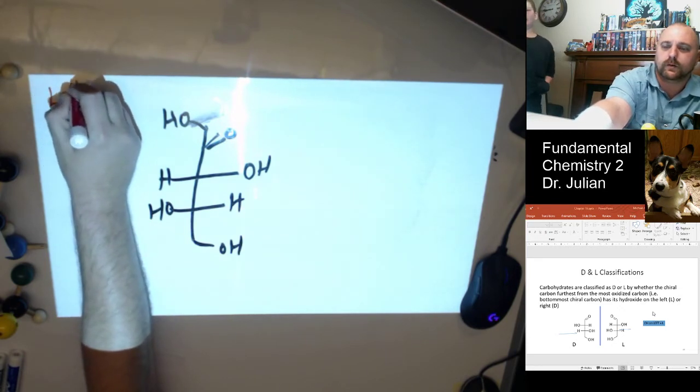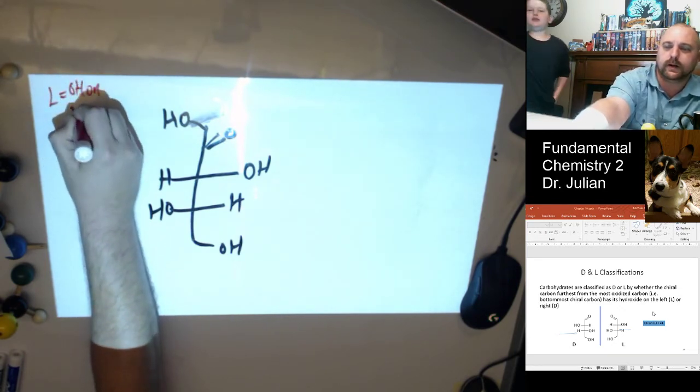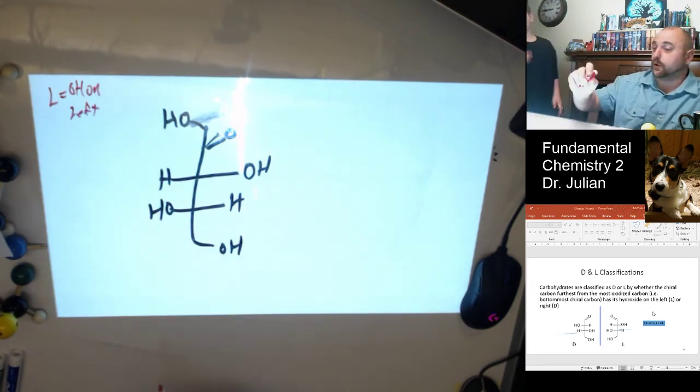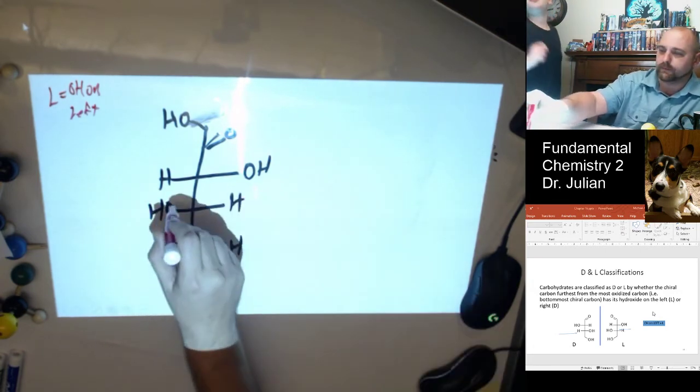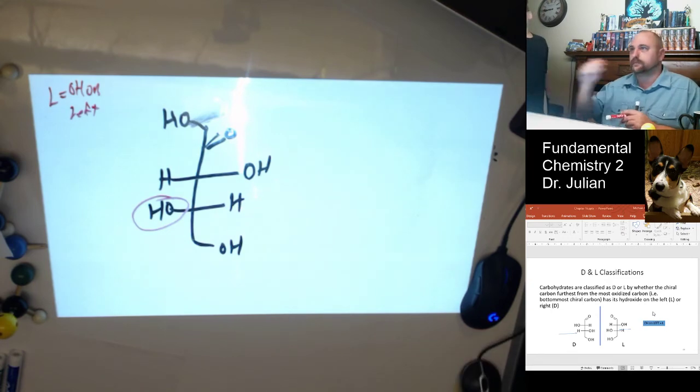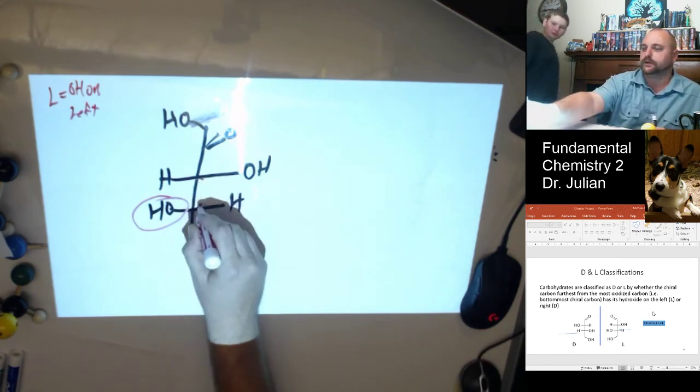L is OH on left. That's how I memorize it. Okay, all right, so that's L. Which OH are we looking at? That one, the bottom chiral carbon. Good. How many chiral carbons does it have? 2. 1, 2. Good.